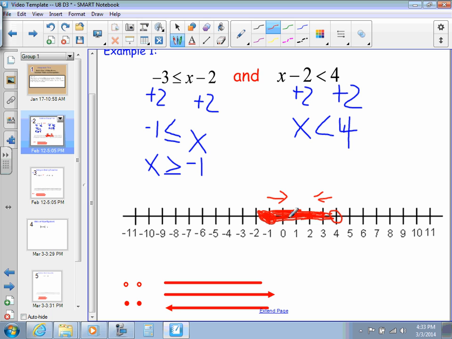Okay, so we have a special notation that we can use to indicate that it's everything between two numbers. We write the smallest number, -1, is less than, or in this case, less than or equal to, the variable x is less than 4. And this is read as, sorry, x is between -1 inclusive and 4. The inclusive indicating that -1 is part of the solution set. Okay, let's try another one.